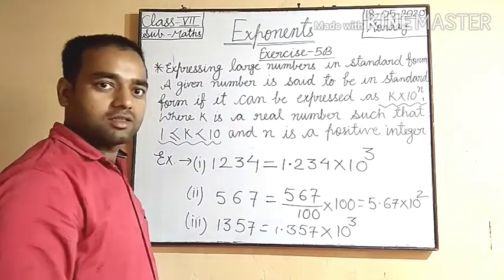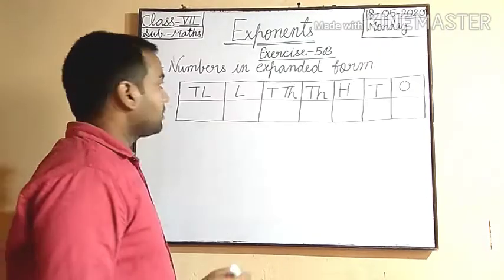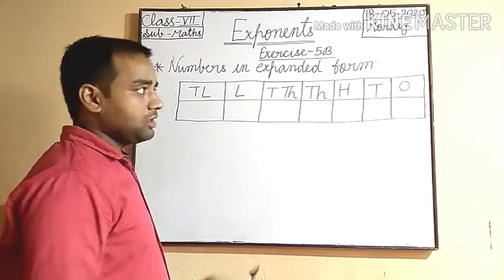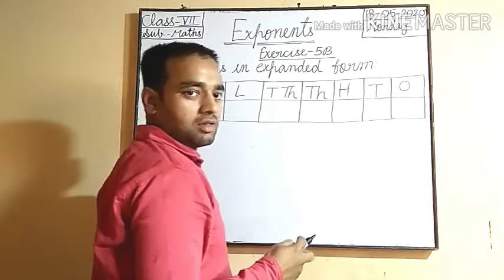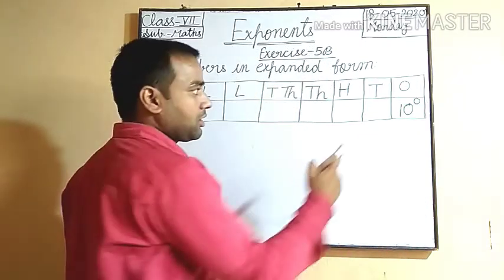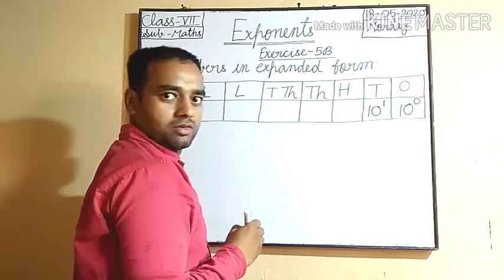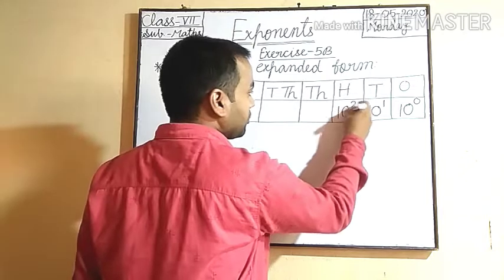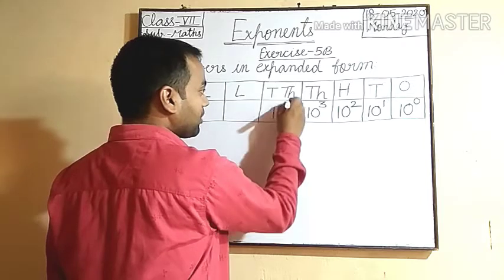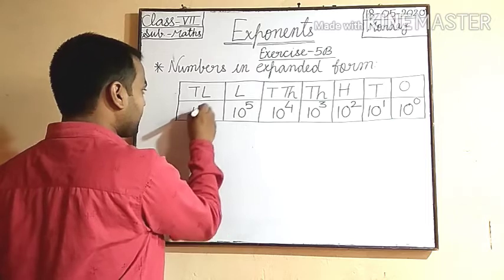Now let us discuss numbers written in expanded form. Numbers in expanded form according to place value chart. On the right side start ones. Ones means 10 power of 0, which means 1. Tens means 10 power 1. Hundreds 10 power of 2. Thousands 10 power 3. 10,000 is 10 power 4. Lakh is 10 power 5. 10 lakh is 10 power 6.